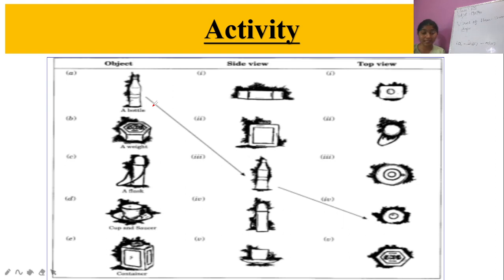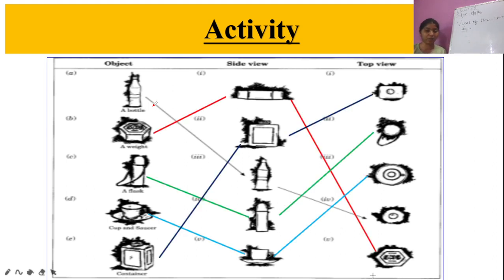Yes. So I guess you have completed your task to match the columns for the side and top views. Let's see what the correct answer is for this activity. Yes students, I have already matched all the views, side and top. First we have a weight. For the weight, the side view is the first one, the red color, and the top view for the weight is the fifth one. You can see it from the top.